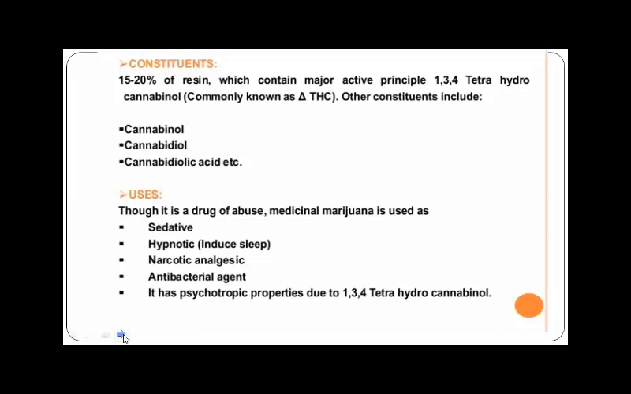Medicinal marijuana is used as a sedative, hypnotic, inducing sleep or deep sleep. It is a narcotic analgesic, producing analgesic activity against intense pain. It also has antibacterial activity and it has psychotropic properties because of having this tetrahydrocannabinol. And this is the constituent which is making it a sedative drug or hypnotic drug. So its use is restricted.